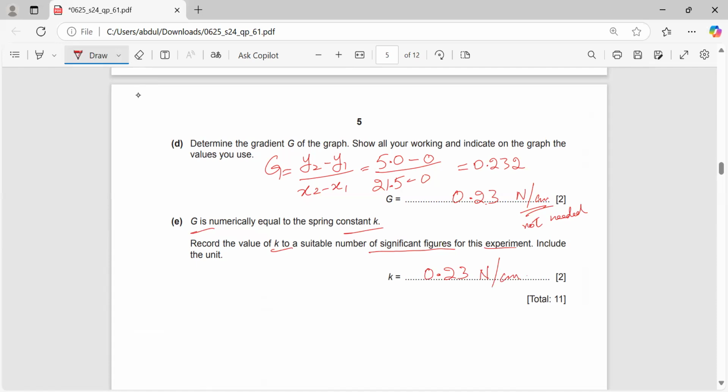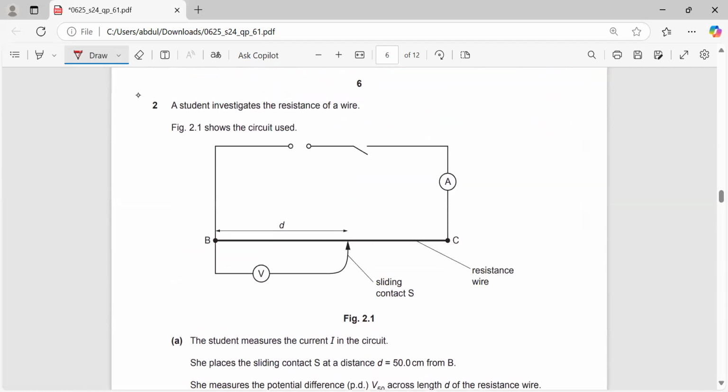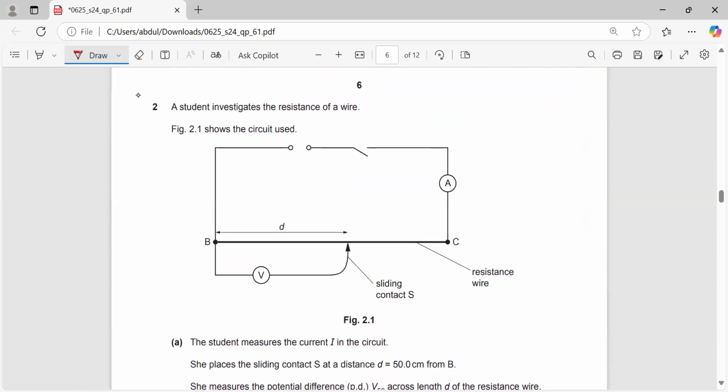Now let's move to the next question. That is an electricity question. A student investigates the resistance of a wire. The figure shows the circuit used.